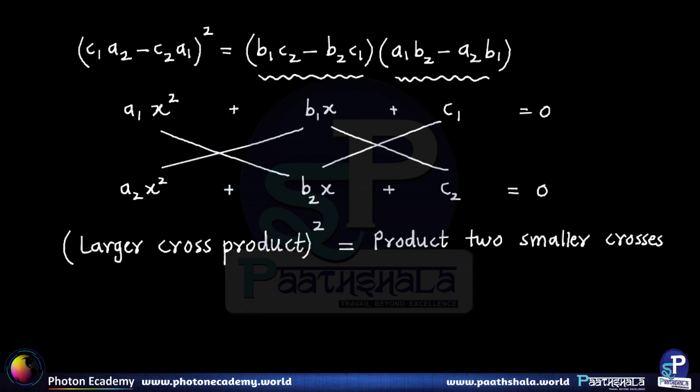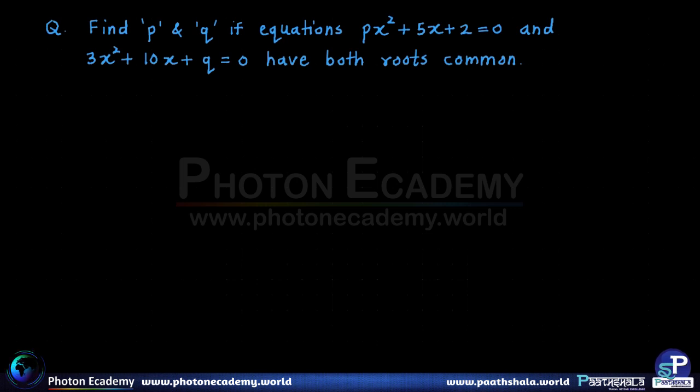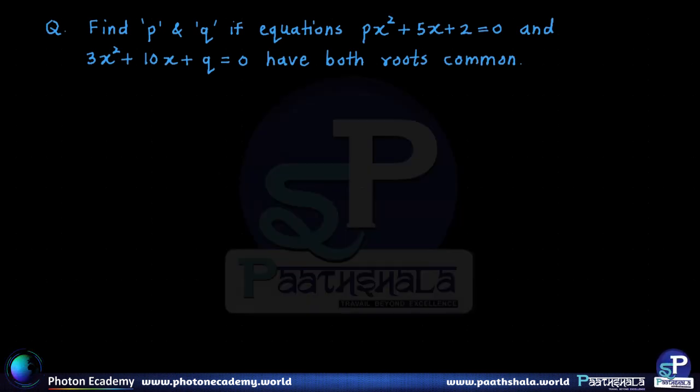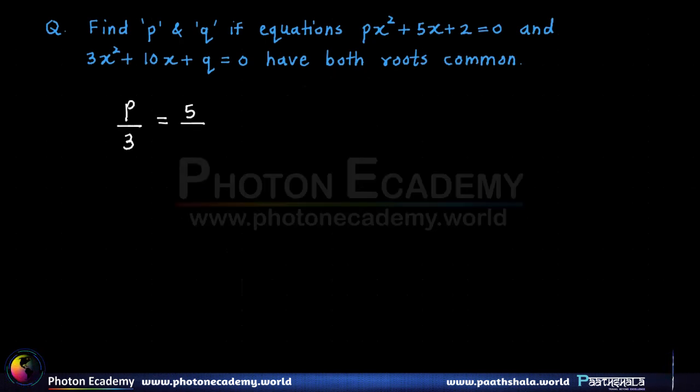Now with that, let's see some examples based on these conditions of having one or both common roots. The first is, find p and q if the equations px square plus 5x plus 2 equal to 0 and 3x square plus 10x plus q equal to 0 have both of the roots common. As we have seen, if both of the roots are common, then the ratio of corresponding coefficients must be the same. So we can reason that p upon 3 must be equal to 5 upon 10, and that must be equal to 2 upon q.